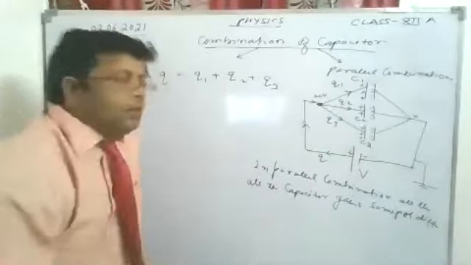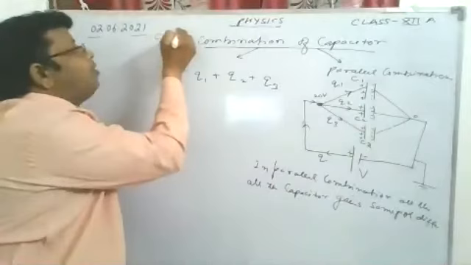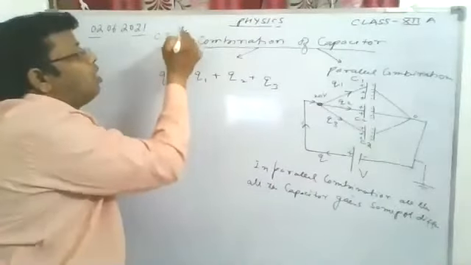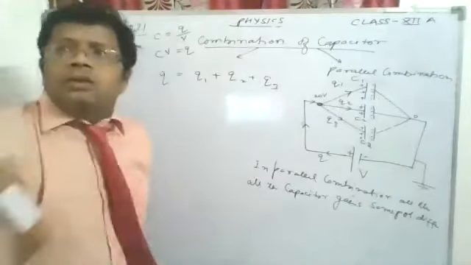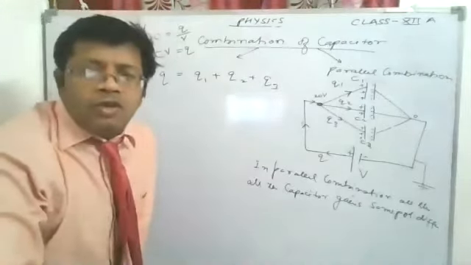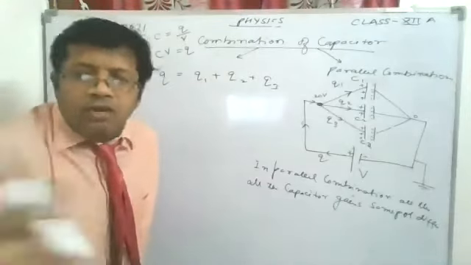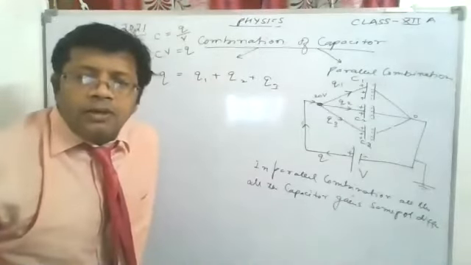Now, you know this formula, C equals Q upon V. So what is the formula of Q? Q equals CV. What is the formula of charge? Q equals CV.